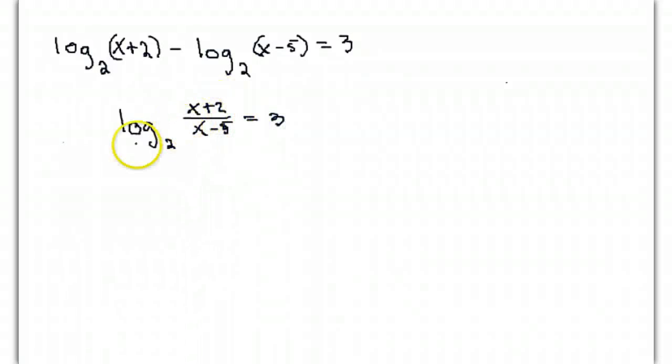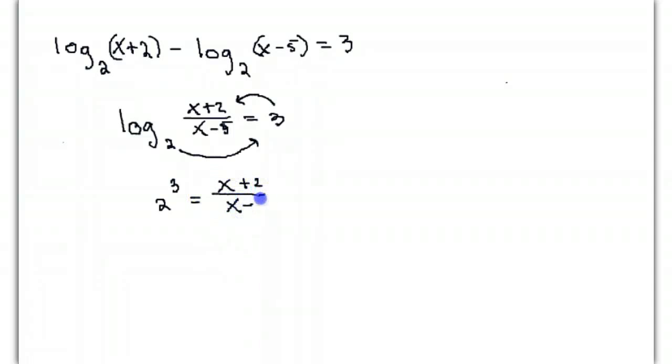And so you still have to get it out of the log format by doing the recycle method. What does the recycle method say? 2 to the power of 3 equals what? x plus 2 divided by x minus 5. So what is 2 to the power of 3? This is 8. And if you want to make it look like a fraction, it's 8 over 1 equals x plus 2 over x minus 5.